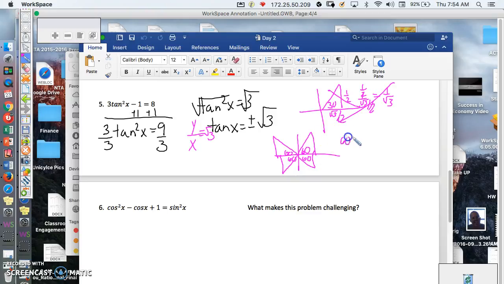So we have 60 degrees, 120, 240, and 300. So this is 2 times 60, 4 times 60, 5 times 60. So we have pi over 3, 2 pi over 3, 4 pi over 3, and 5 pi over 3.